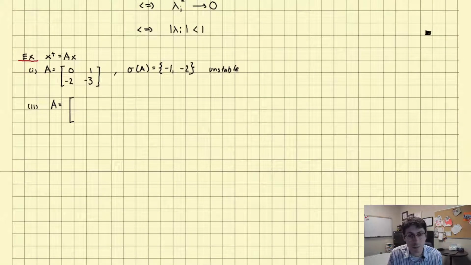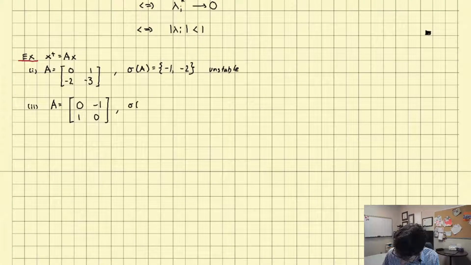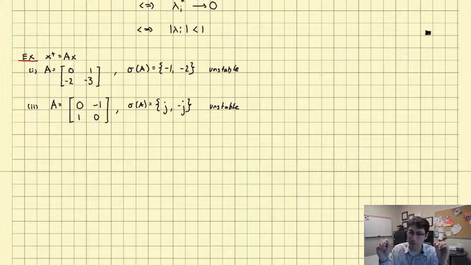What about that rotation matrix that we talked about before? Remember that it rotated the state around 90 degrees each time. Well, its eigenvalues are j and -j. Both have magnitude 1, unstable. Right? And we know that physically it makes sense. The state does not go to 0 as time advances, it just keeps rotating around the origin.